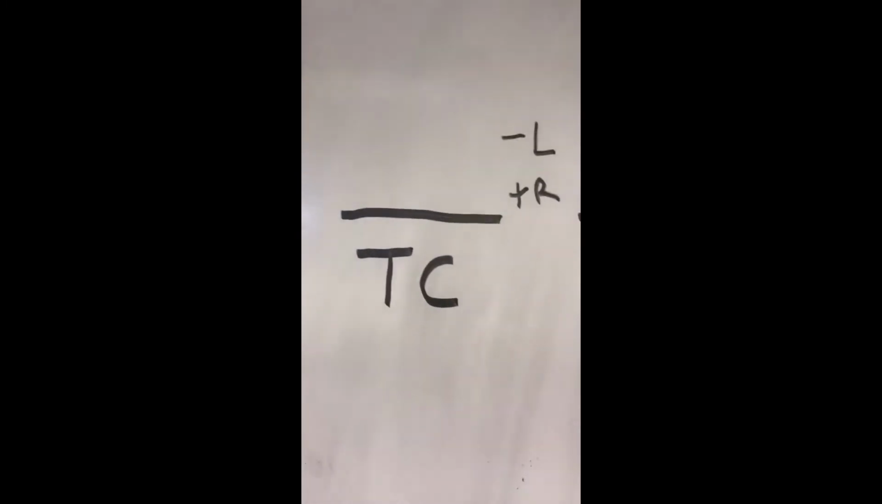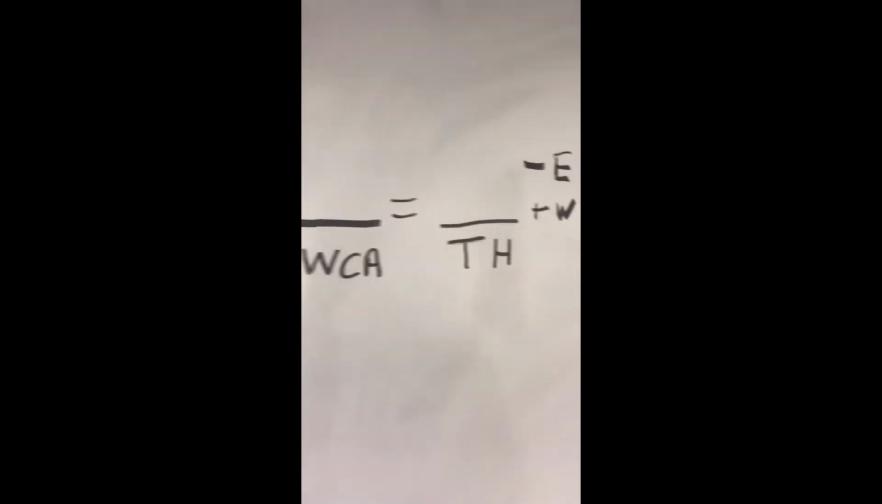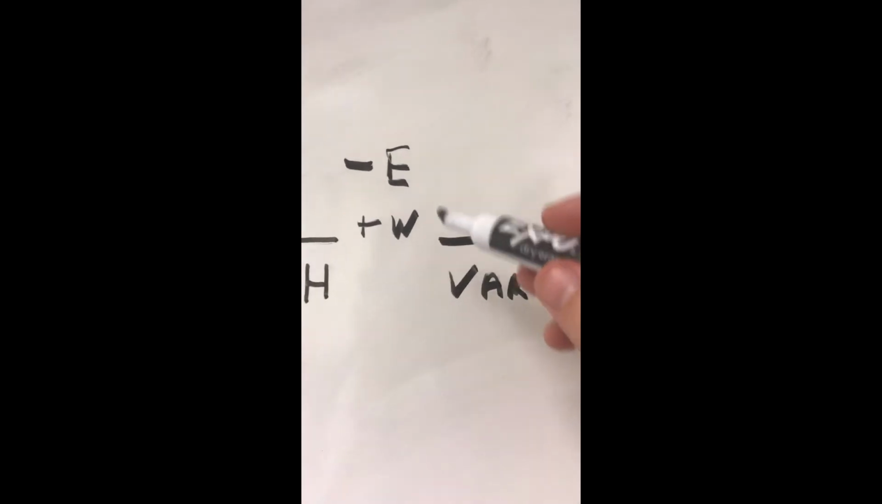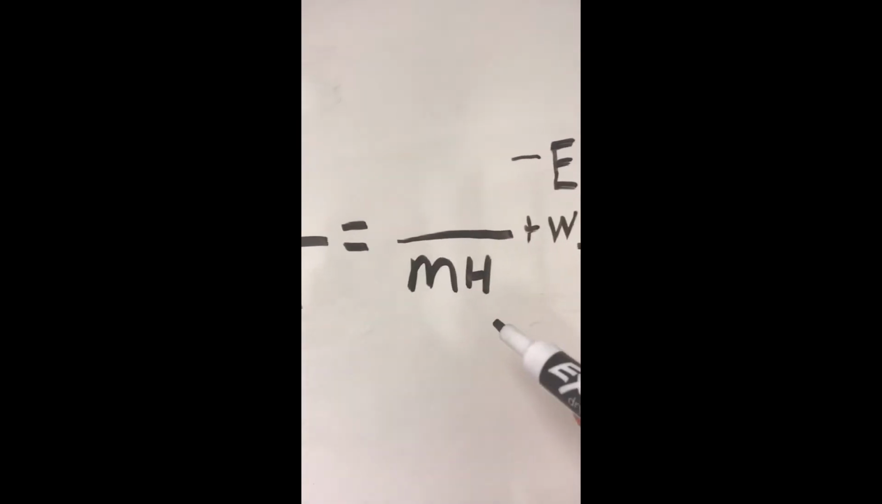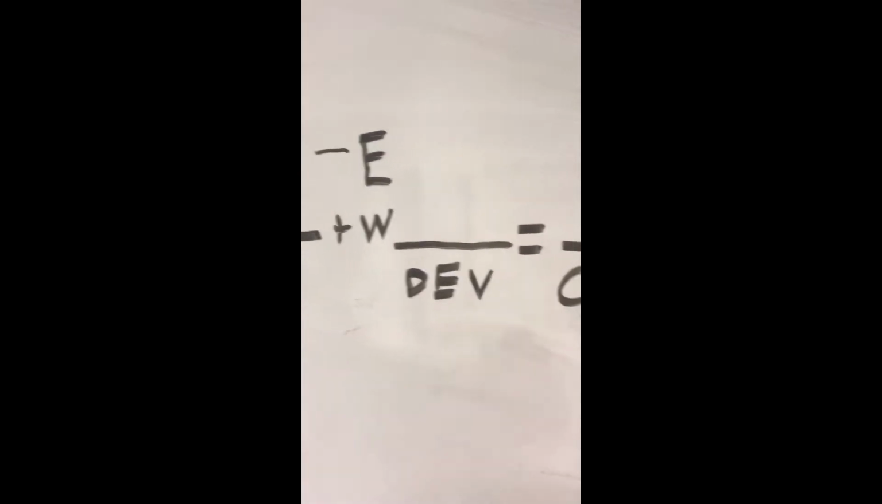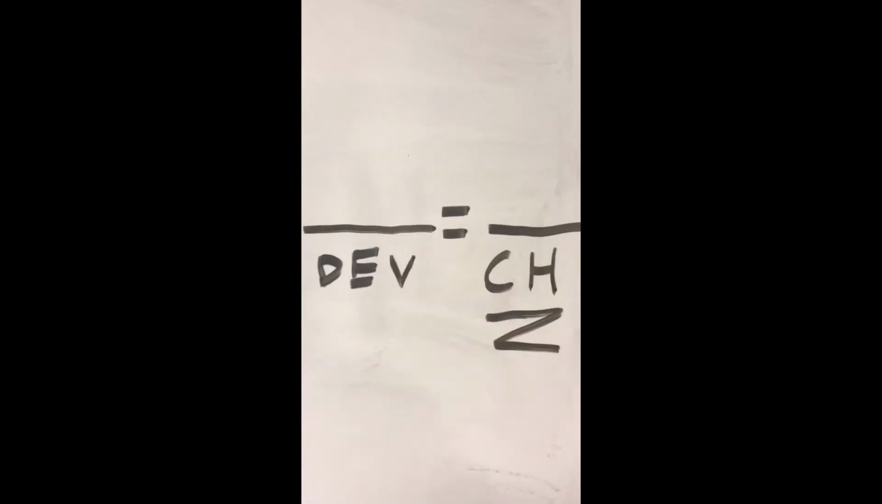So first, we find our true course, subtract left or add right for the wind correction angle to get our true heading. We look at our magnetic variation, subtract east or add west to give us our magnetic heading. Then when we come to the deviation, we subtract east, add west again to get us the corrected heading, which is what we're actually concerned about flying in the aircraft.